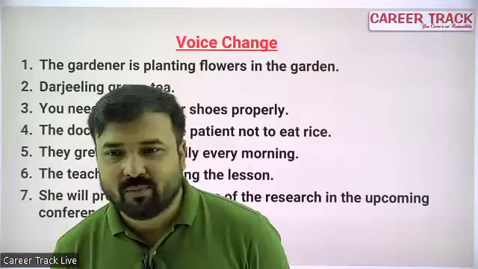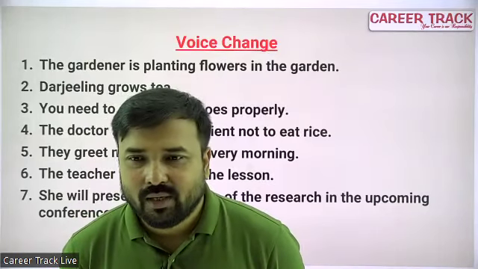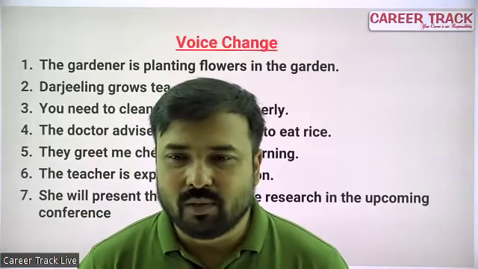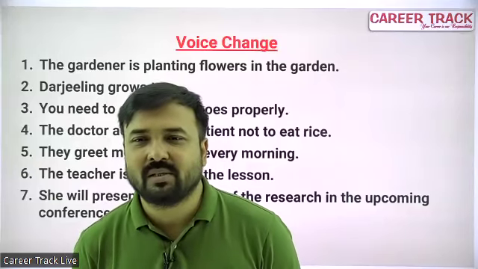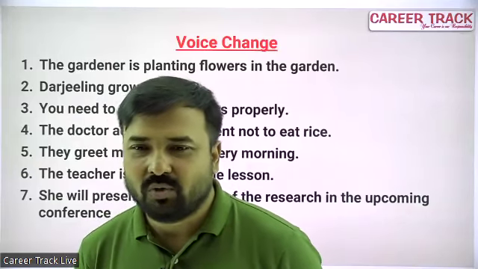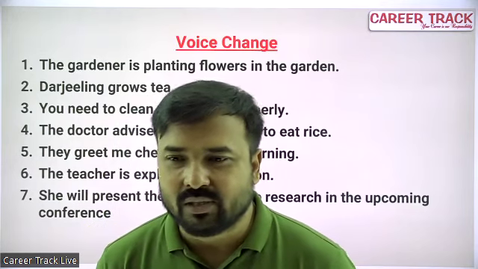Active or passive? Okay, now in active, what happens? Subject plus verb plus object. Okay, and in passive, what happens? The object becomes the subject, the subject becomes the object, and the verb always changes to the past participle form.